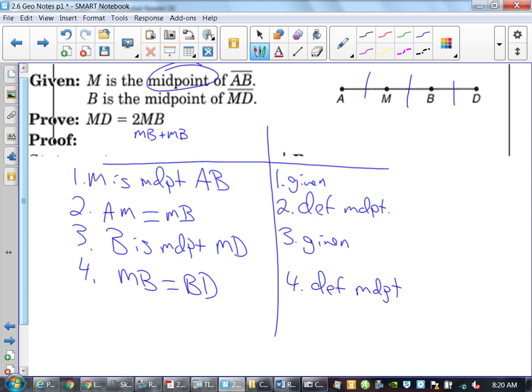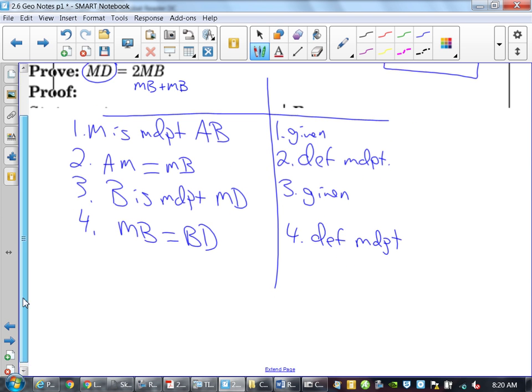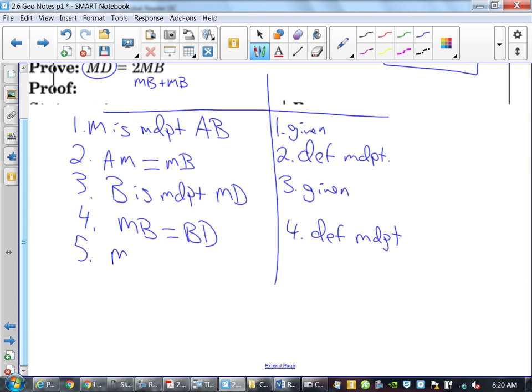According to our diagram, what is MD made up of? Okay, good. So we know by looking at the diagram that MD is made up of 2 smaller segments. How do you write that? Segment equals the sum of 2 smaller segments. What property says segment plus segment is bigger segment? Segment addition. So I can say then that MD is made up of MB and BD.